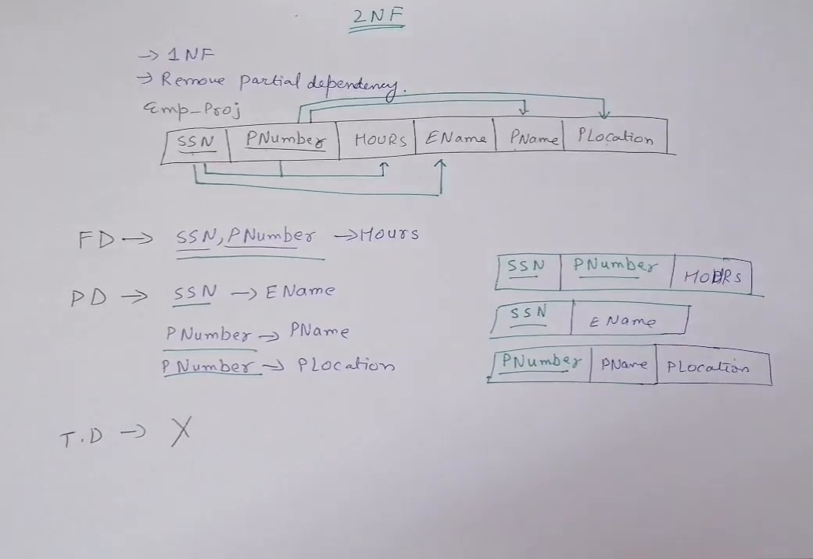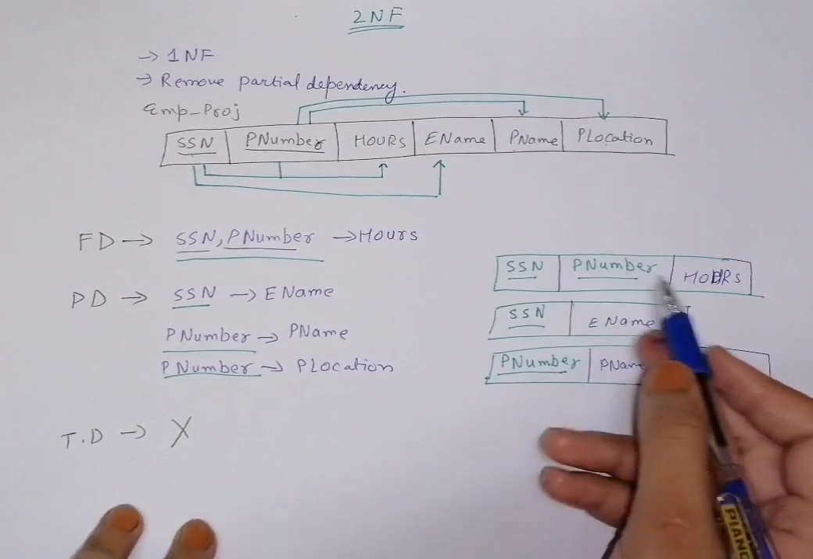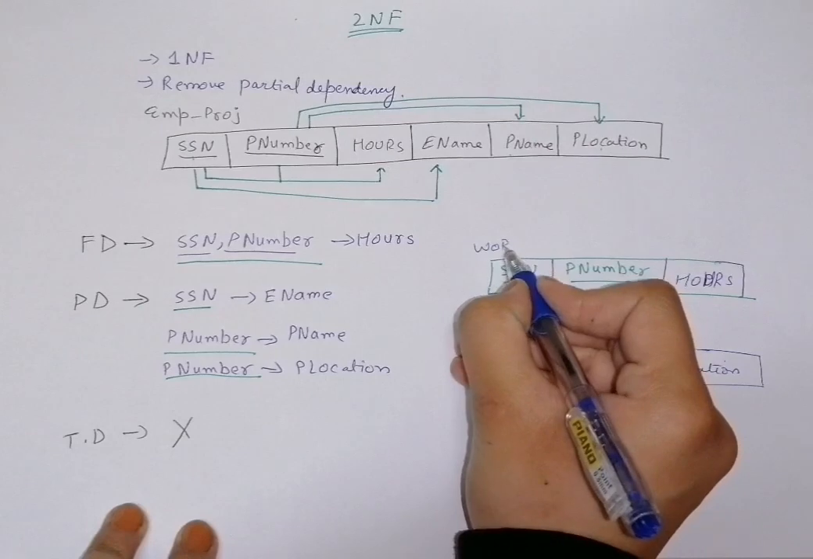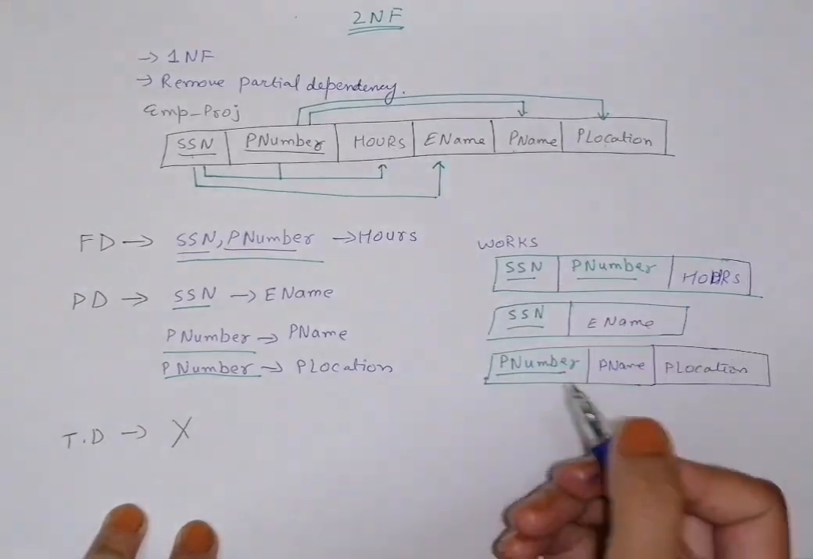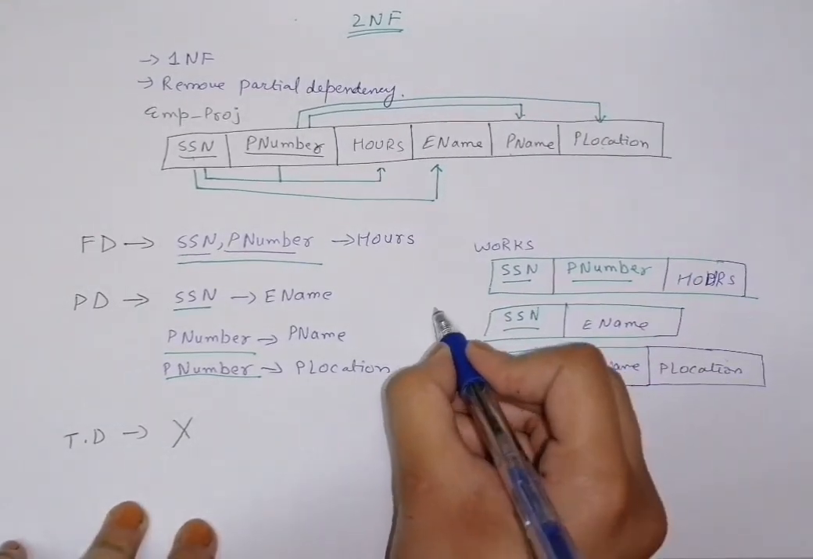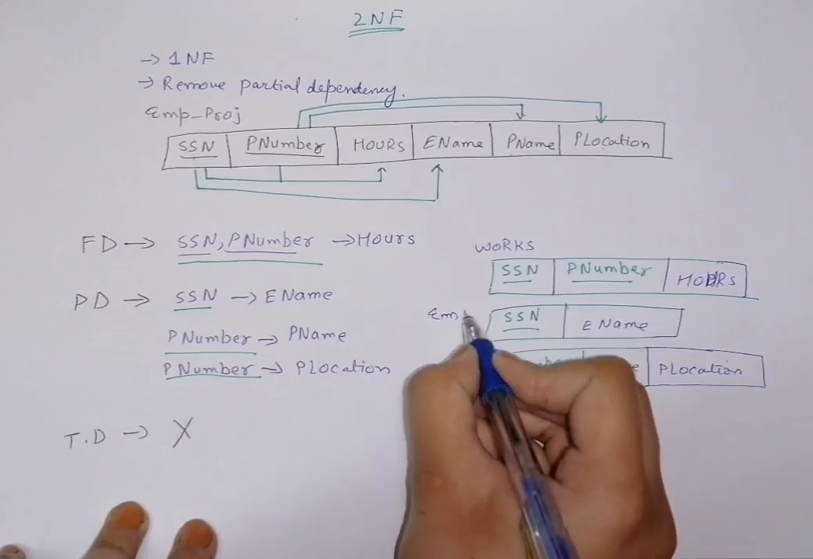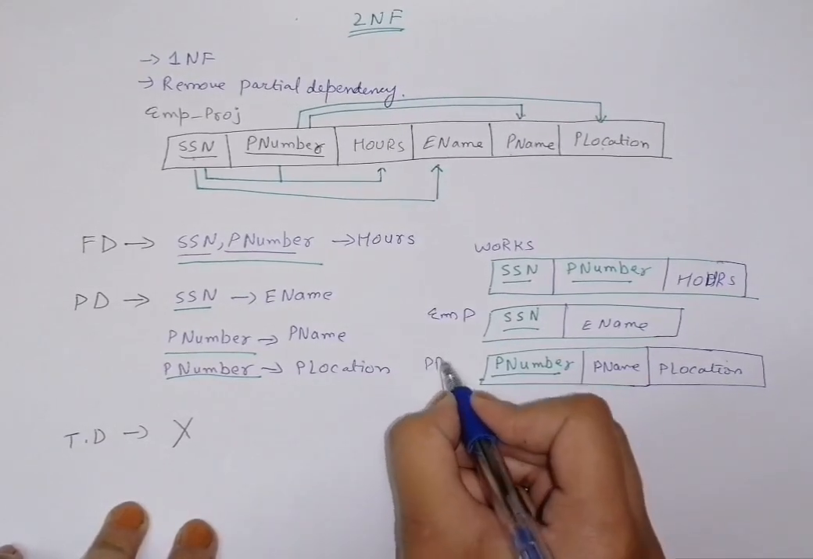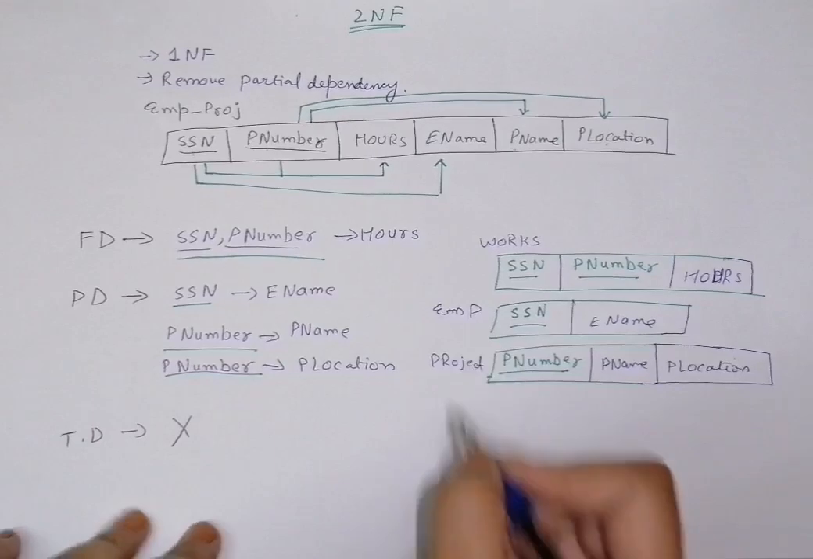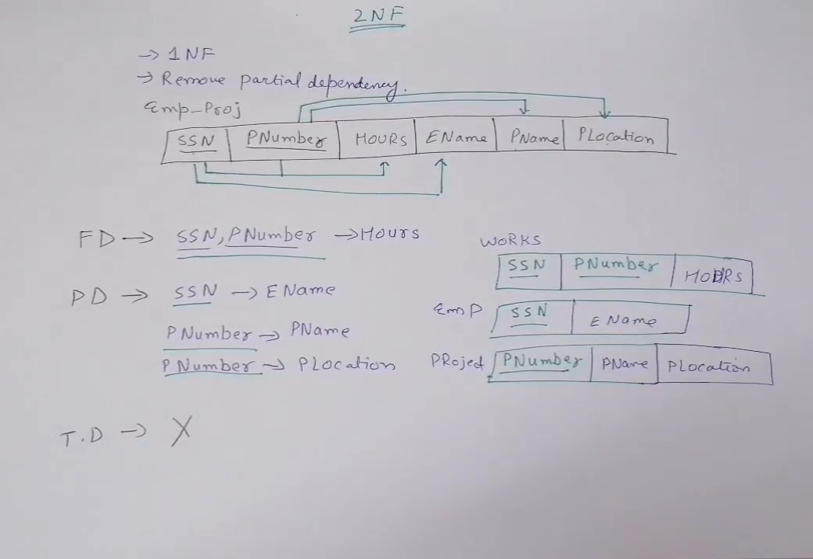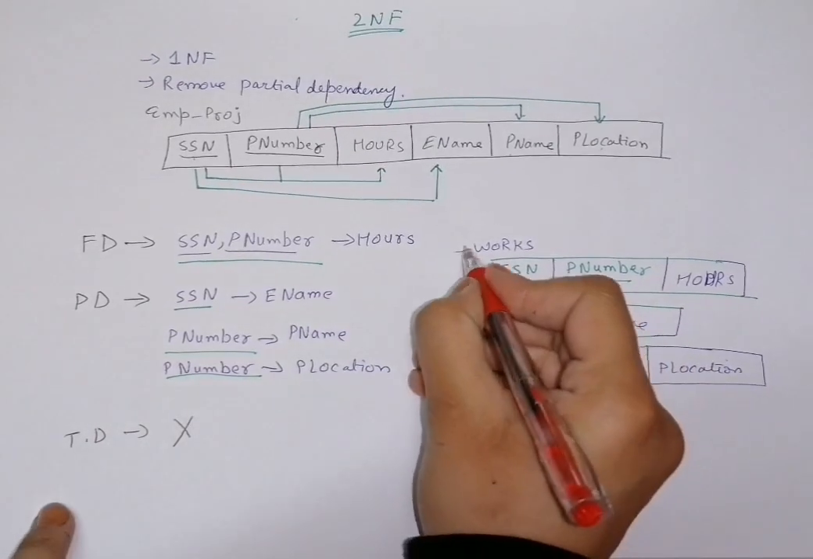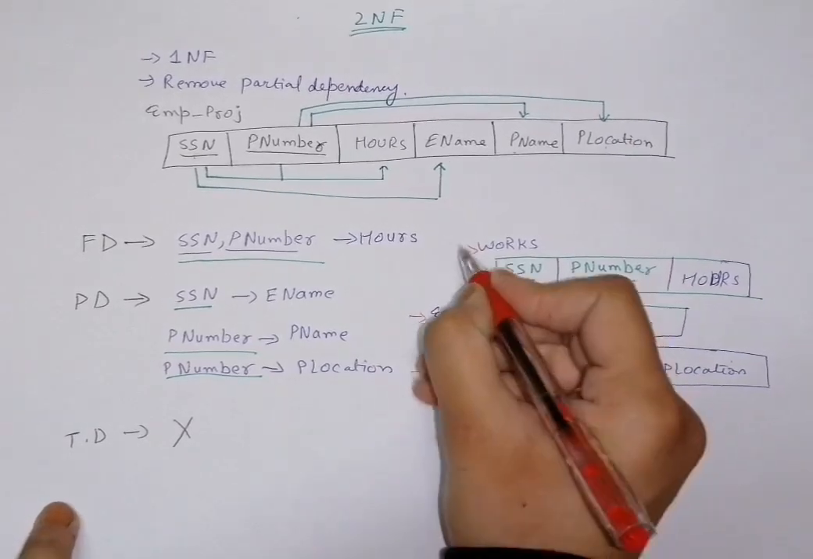Okay, so here I have decomposed one big table into 3 different tables, and I name them accordingly. For example, this represents the works table, that is how much time our employees spend on a particular project. This represents the employee table, and this represents the project table. So here I have decomposed one particular relation into 3 different relations, 1, 2 and 3.